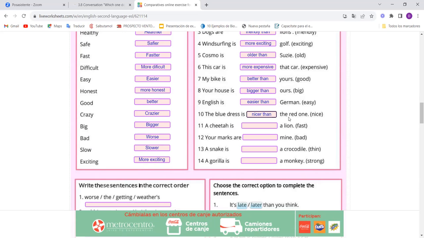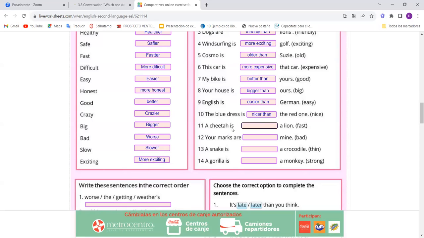But nice has just one syllable. Ah, that's correct. Nice has just one syllable division. Nice, you add R. In that case, yes, R, because it has one syllable. Okay. Thank you, Miss.